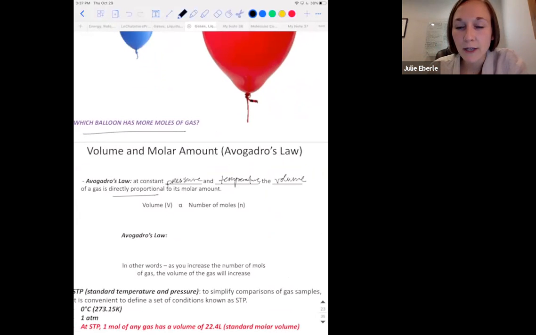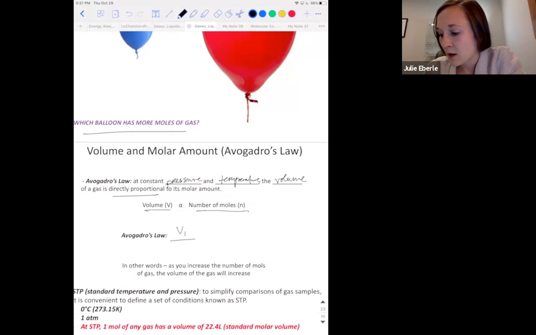That's why when you inhale, you're taking gas in, your lungs expand. When you exhale, your lungs collapse. We're going to abbreviate volume with a V, number of moles with an N. So here is Avogadro's law: V1 over N1 equals V2 over N2. This is only at constant pressure and temperature.